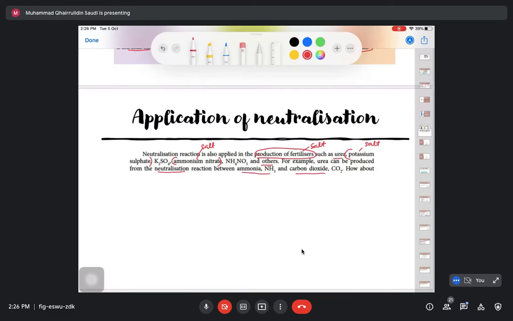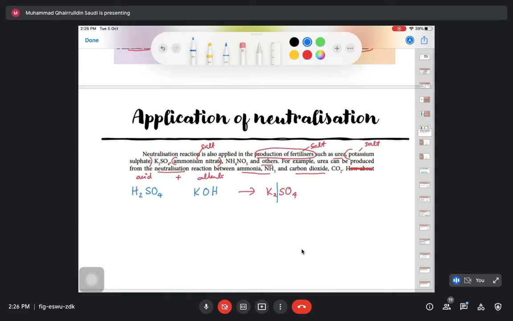Okay, so how about other salt? How can you produce potassium sulfate? Using what acid and what alkali? Can you guess what acid and what alkali can produce potassium sulfate? Potassium hydroxide. Potassium hydroxide is acid or alkali? Alkali. Good. Potassium hydroxide and what? Sulfuric acid. Good.